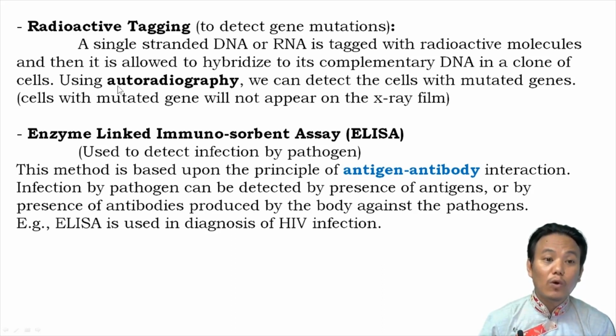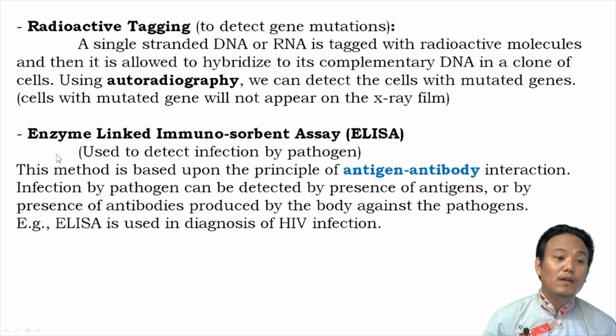By using autoradiography, an imaging technique, we can detect the cells with the mutated genes. Now remember, the cells with the mutated gene will not appear on the X-ray film because the cells containing mutated genes don't have the necessary complementary DNA sequence required by the probe to bind to. So we can use radioactive tagging to detect gene mutations.